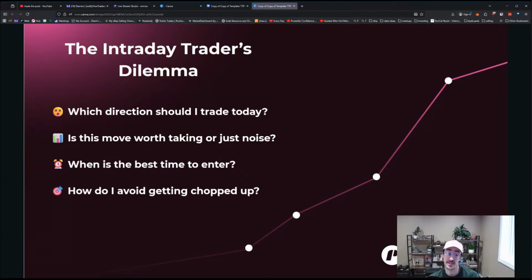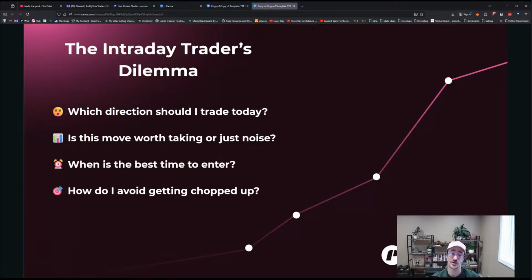We also have to identify the best time to enter. So we might have an overall high time frame bias, but where do we actually pull the trigger? Where do we execute? And the most important is, how do I avoid getting chopped up? Because it feels terrible to know the direction or have a conviction on the direction, you end up being right, but you just can't hold because maybe you entered at the wrong time. Maybe you entered with too much size. Whatever the issue is, we got to avoid that.